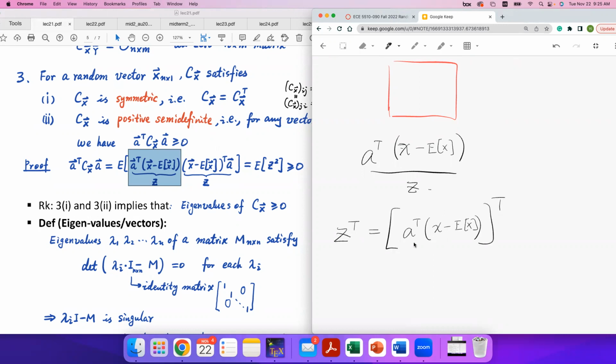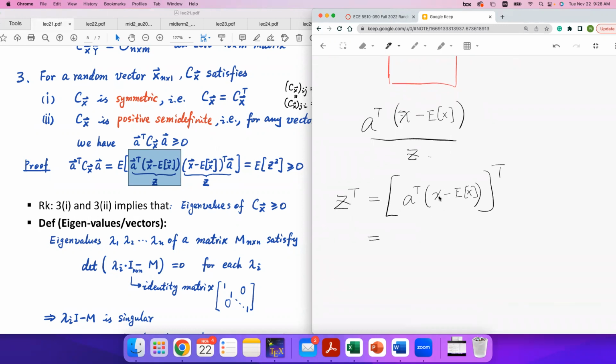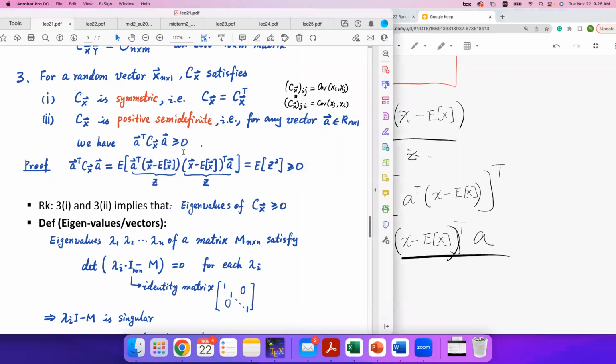Right, so this is Z to the transpose. But Z is a scalar, so the transpose is itself, it doesn't matter. But taking the transpose by matrix transpose rules, we know it equals the second vector's transpose times the first vector's transpose. But the first vector is A transpose. So A transpose taking transpose is A. Right. So this gives us the second product.